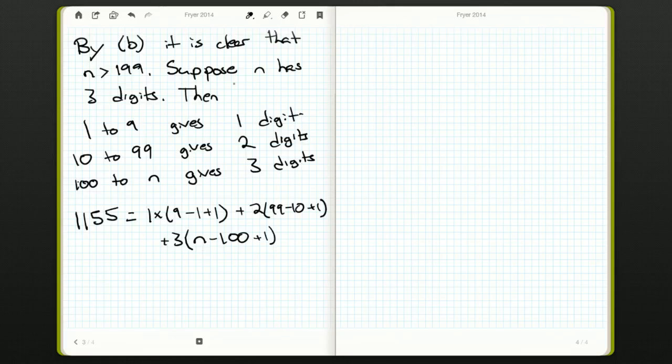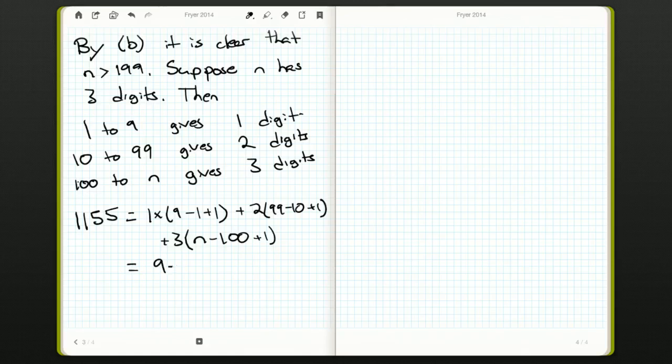Okay, but the simplest answer would be n is some set of 3 digits, because 1155 is not wildly different from 489. And you could probably just convince yourself that there's going to be, what? 900 times 3 gives us all the 3-digit numbers, and that's 2700. That's way more than this, so it should definitely be a 3-digit number.